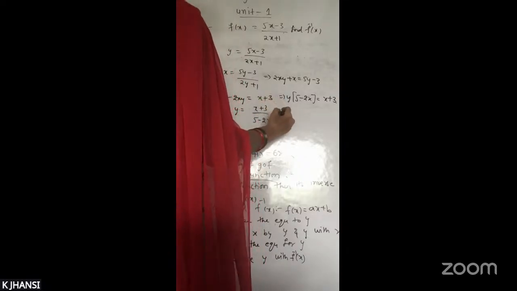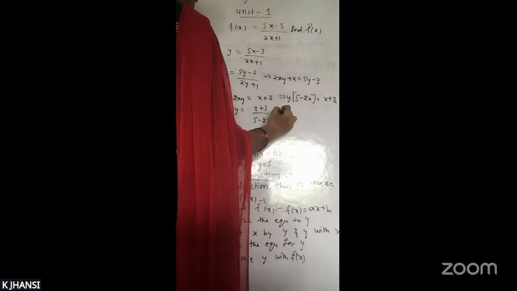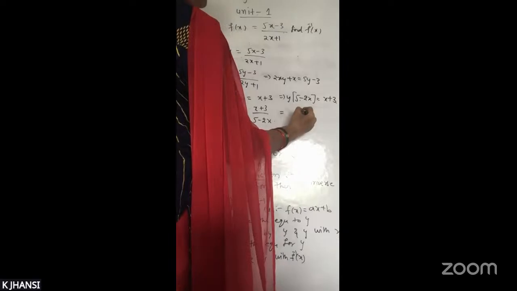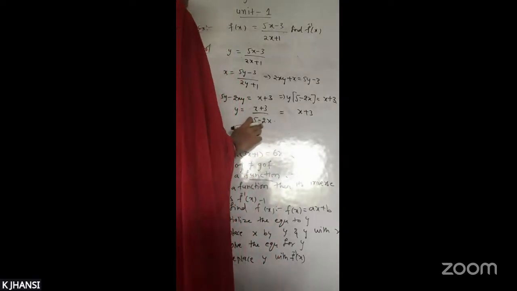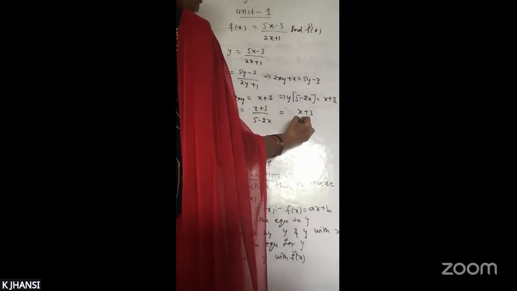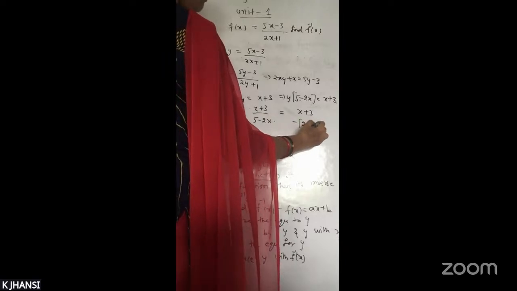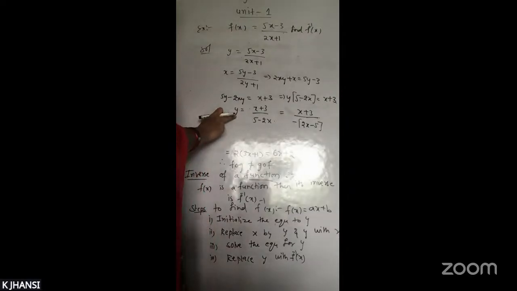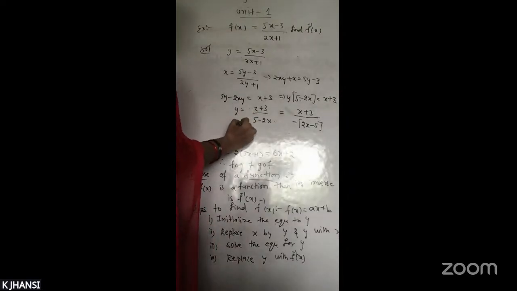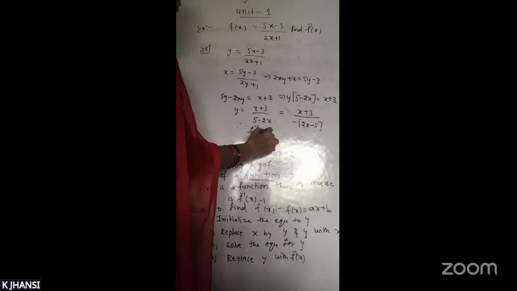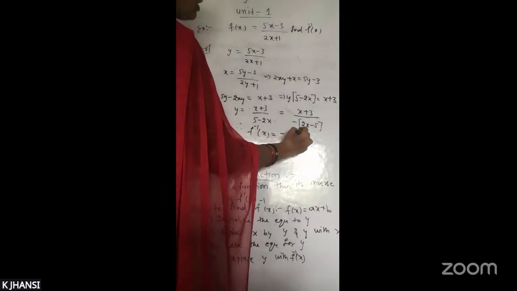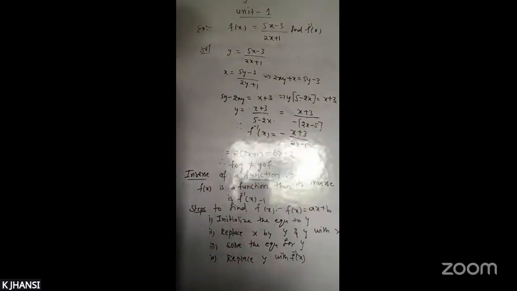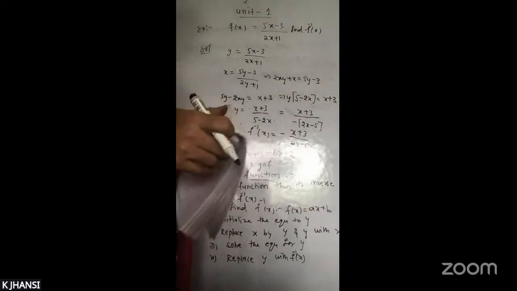So even this you can write as y equals x plus 3. Here first if you take the x term, minus common, it is 2x minus 5. Okay. Now replace y by f inverse x. So therefore f inverse of x equals minus of x plus 3 by 2x minus 5. So like this you have to find the f inverse of x.